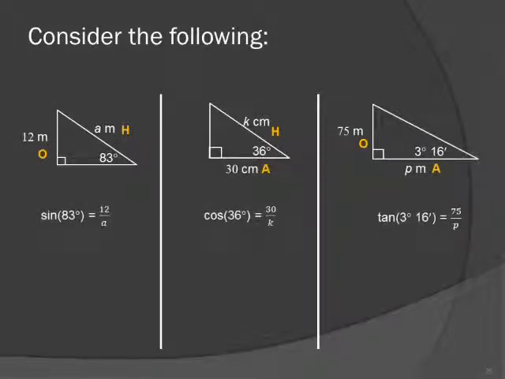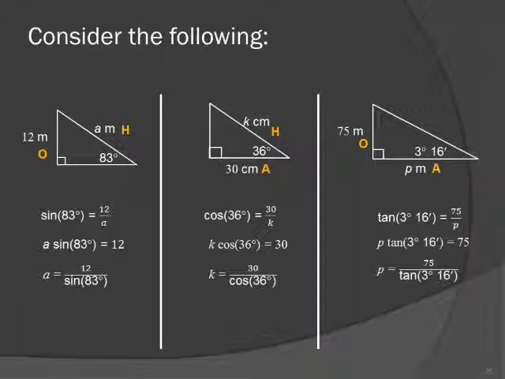So in the first one, sine 83 degrees is 12 over a. Second one, cos of 36 degrees is 30 over k. And in the last one, tan of 3 degrees 16 minutes is 75 over p. So we multiply both sides by the unknown. So in the first one, we get a sine 83 degrees is 12. In the second one, we get k cos 36 degrees is 30. And in the last one, we get p tan 3 degrees 16 minutes is 75.